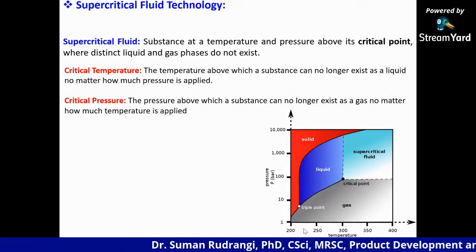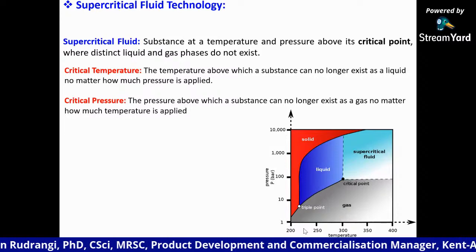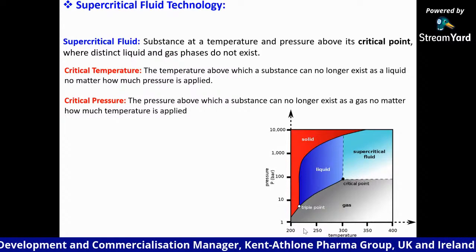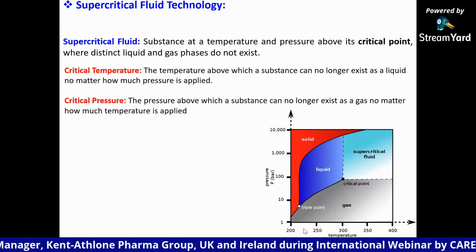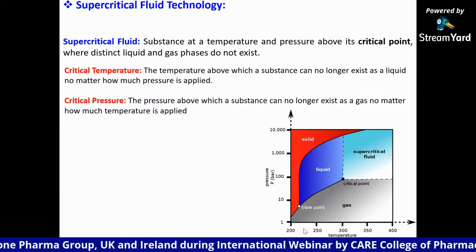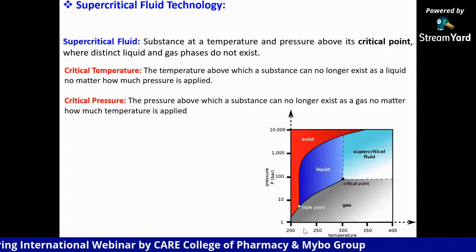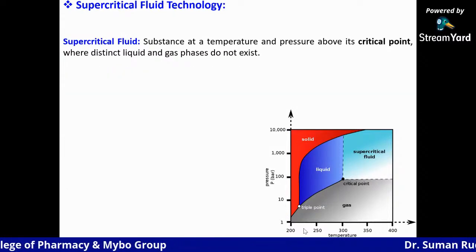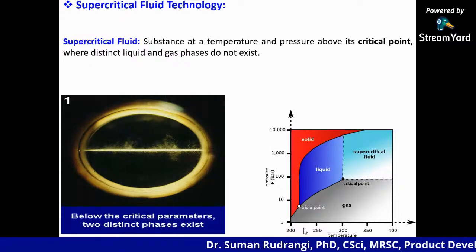Okay, what is critical temperature? The temperature above which a substance can no longer exist as a liquid, no matter how much pressure is applied. And critical pressure is the pressure above which a substance can no longer exist as a gas, no matter how much temperature is applied. So friends, critical temperature and pressure are very much important. Okay, supercritical fluids, as I mentioned, I'll just show you.